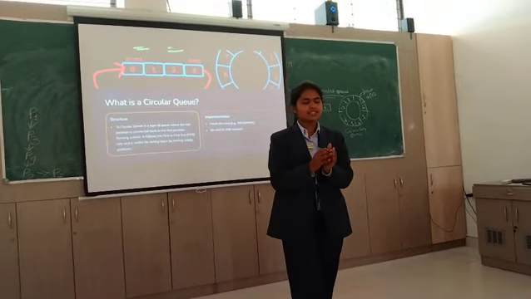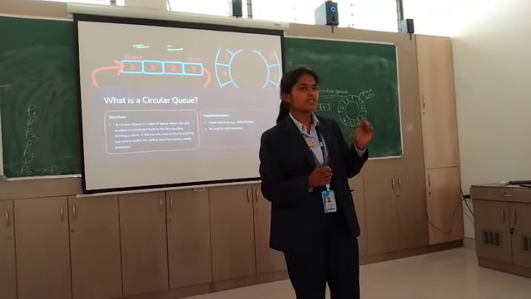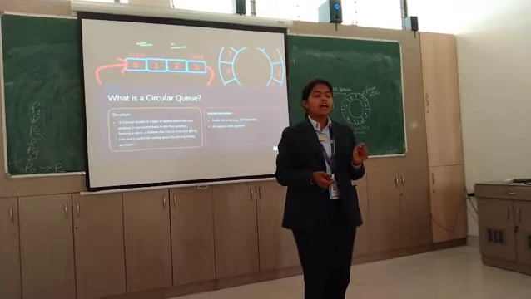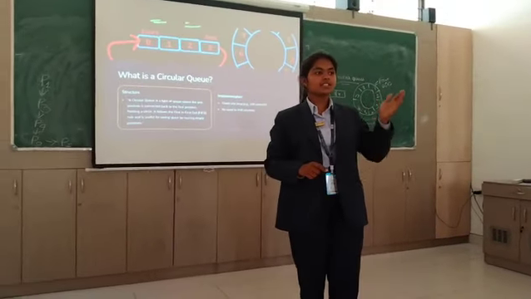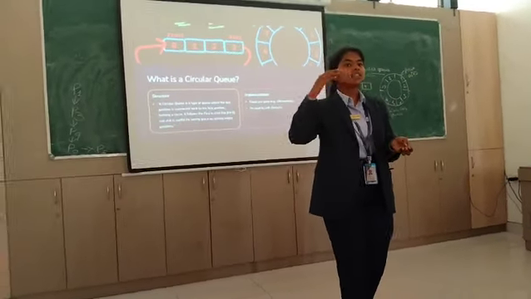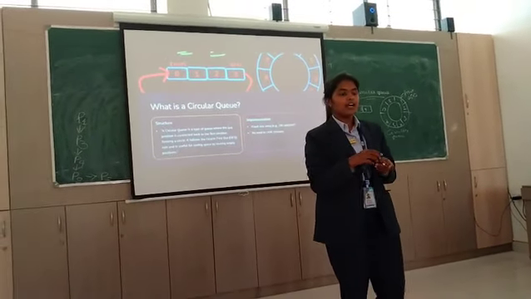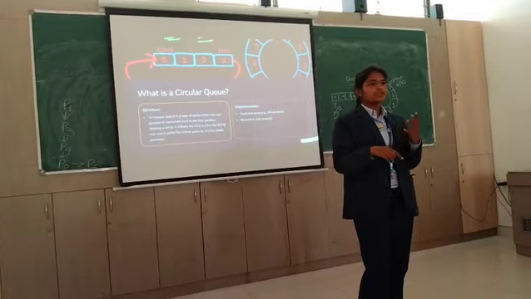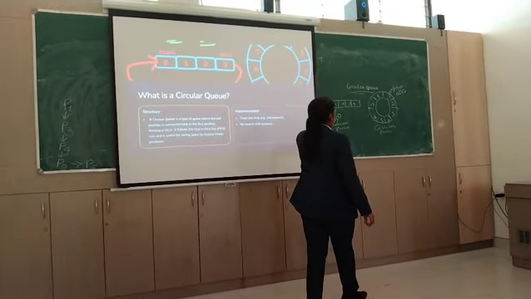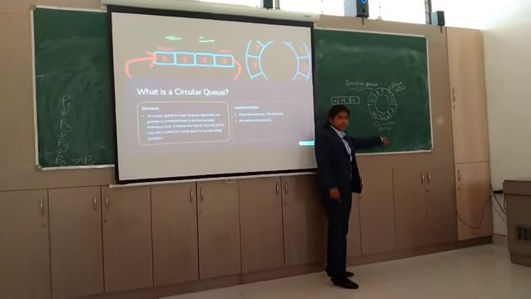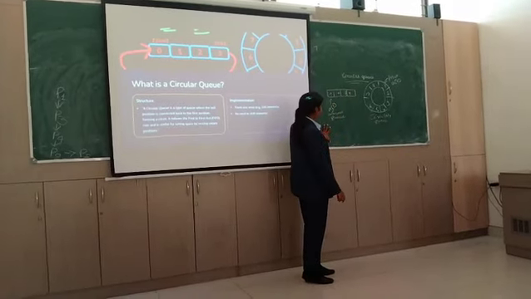This also works the same as a linear queue. It is also a linear data structure, but the difference is that in the circular queue, the last pointer is connected to the first element, and it is represented in a circular manner. This is the representation of the circular queue, and this is the representation of the linear queue.